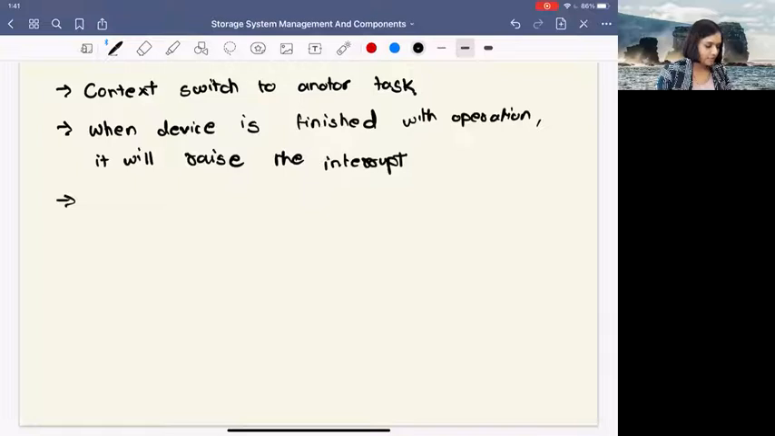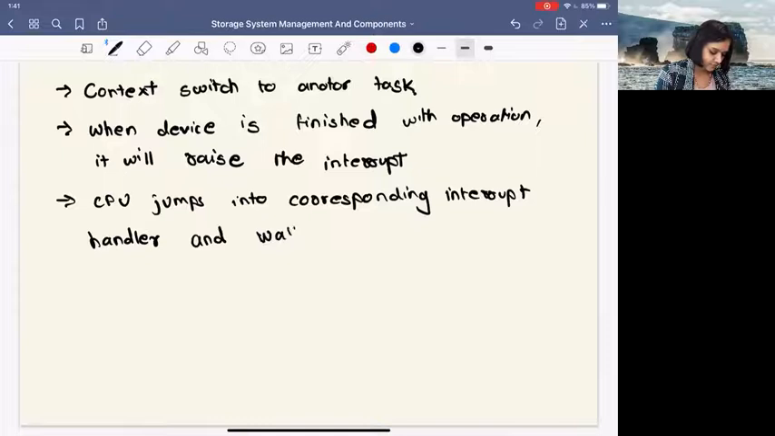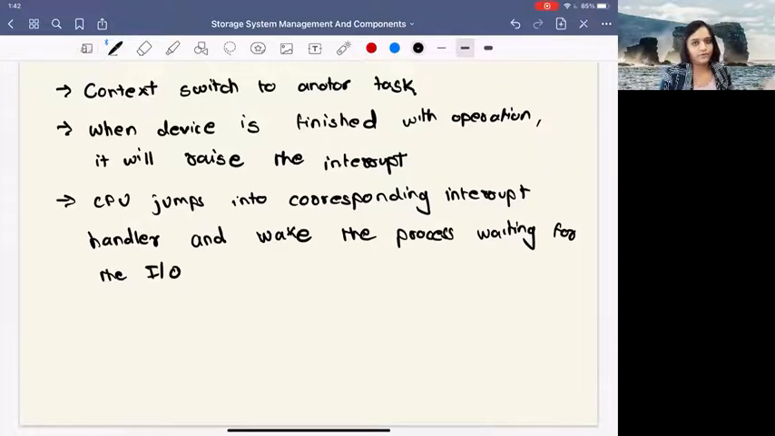As soon as the device raises the interrupt, the CPU jumps into the corresponding interrupt handler and wakes the process waiting for the IO, because now whatever operation, read or write, that this process wanted, it's ready. So now this process can continue.